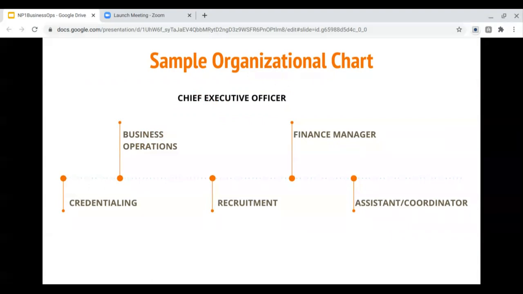So as I mentioned before, when we first started, I was doing the first three things, which was business operations, recruitment, and credentialing. And then my partner was doing finance. And as we grew, we actually slotted people into those roles so that we can focus more on obtaining contracts for the business, as well as any additional other things that we wanted to see the organization doing.